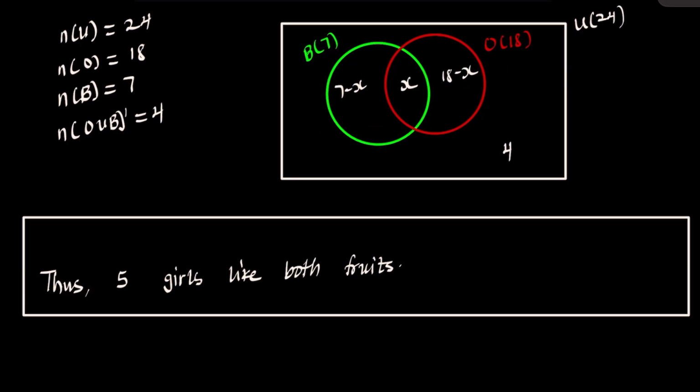So in our Venn diagram, we are going to have X to be equal to 5. So 7 minus 5 is now 2. And 18 minus 5 is equal to 13. And so we can say that 2 girls like only bananas and 13 girls like only oranges. And 5 like both bananas and oranges.